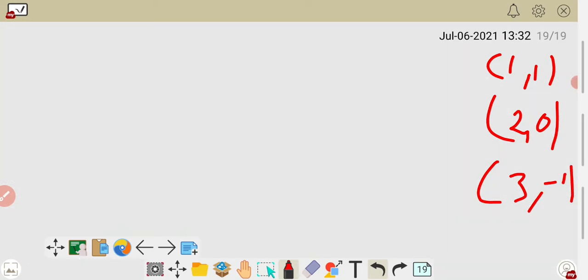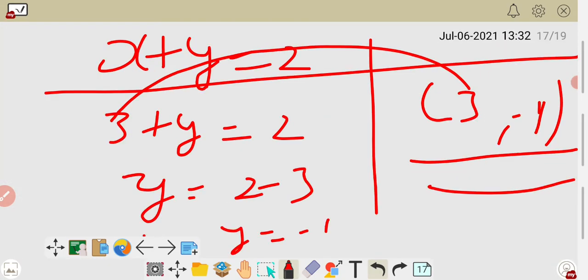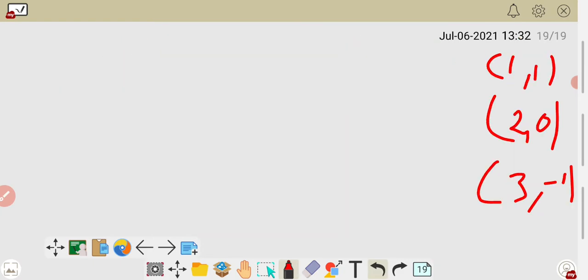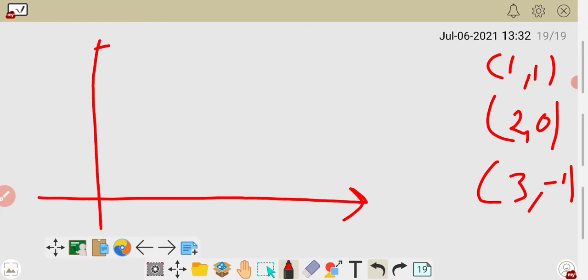I think once again I am going to check: (3, -1), (2, 0), and (1, 1). Okay, so all points I write here. Now you have to plot these points on a graph. Suppose (3, -1). So it is 1, 2, 3.